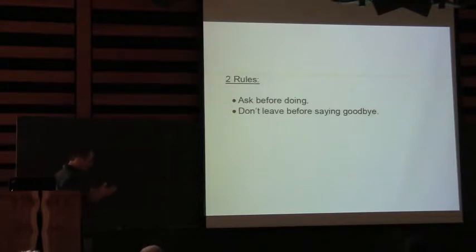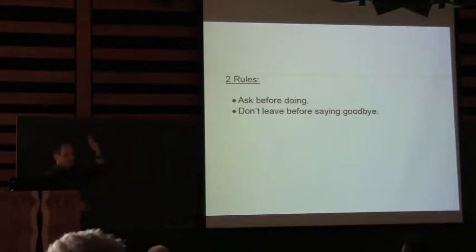The basic idea of the algorithm is ask before you do anything. Set your own state first, right? Because you can't set the other guy's state. You don't know if it's valid. First thing you need to do is set your own state. Once you've set the flag of your own state, you know that guy's not going away because you put your hand up. Ask before you do anything, and don't leave before saying goodbye.